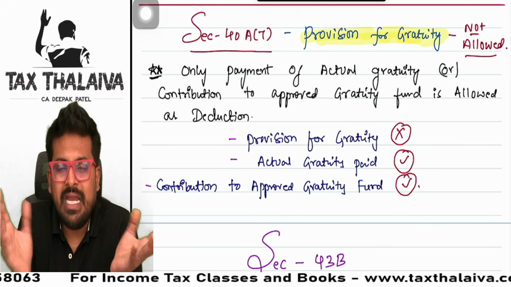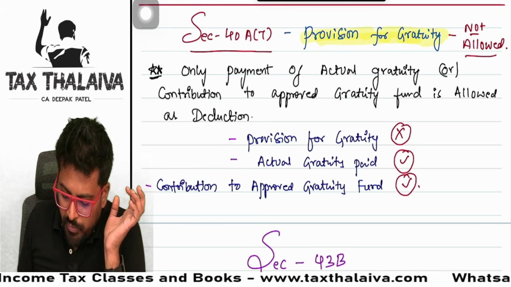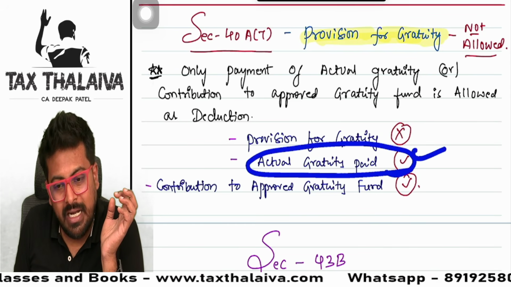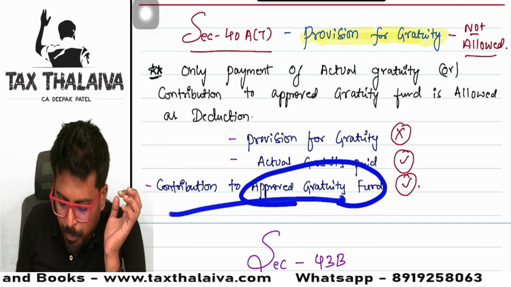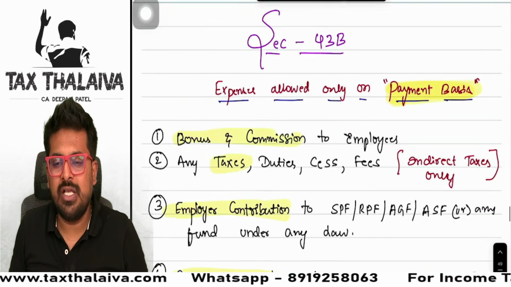I told you already, any kind of provision is not allowed under the Income Tax Act. So provision for gratuity is not allowed, but if you actually paid any gratuity amount, it is allowed. Contribution to an approved gratuity fund, on actual payment basis, is allowed. The provision is not allowed.